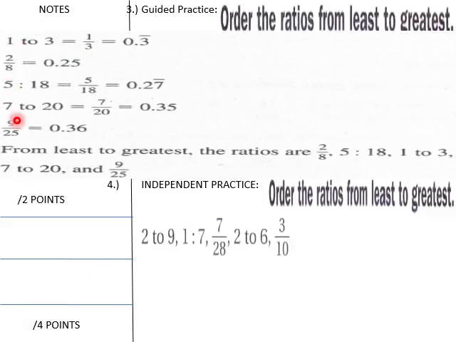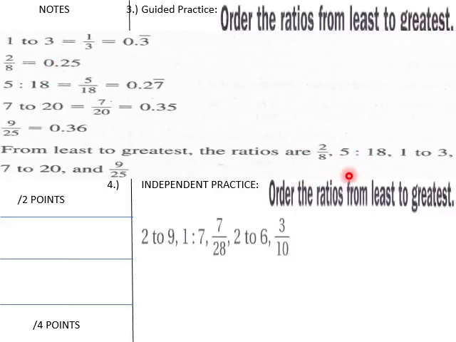And the answer here doesn't use a number line, but I would have used a number line. So here's the least to greatest. They turn these into decimals here: 0.25, 0.33, 0.27777, 0.35, then 0.36. From least to greatest are 2 over 8.